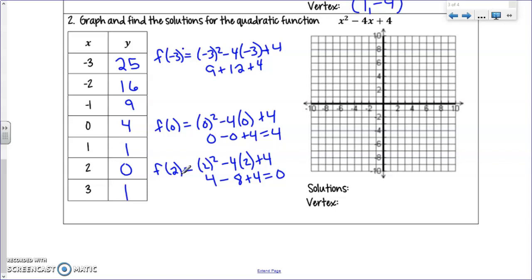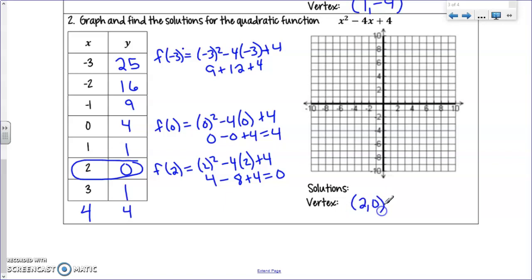Raise your hand if you can tell me what the vertex is on this one. Jackson? 2, 0, because you'll notice the 1 starts repeating, so 2, 0 is my vertex. So if 4 had been in here, what would 4 be? 4, right? Because they're reflected. Does everybody see that?